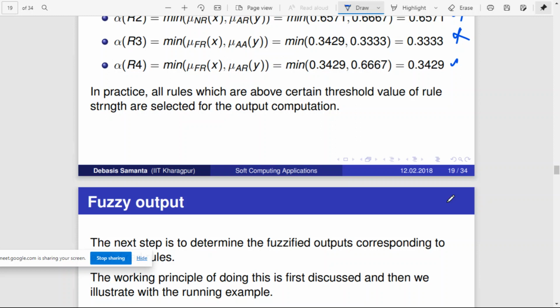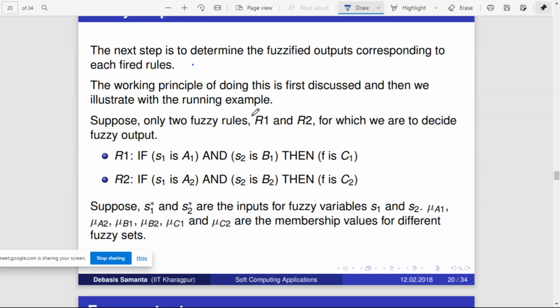So first we will discuss the working principle of doing this. We have identified two rules. From these two rules, we are going to decide what angle of deviation the robot should take. But before going to the actual process, let us discuss how this technique is going to work. We are stopping the problem there because we are going to discuss how to work this out further with an example.